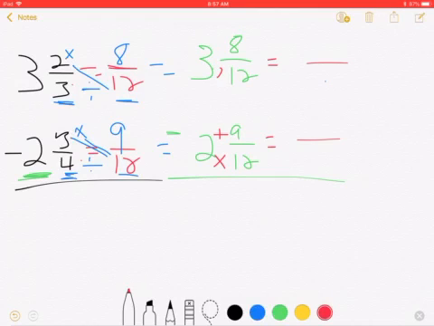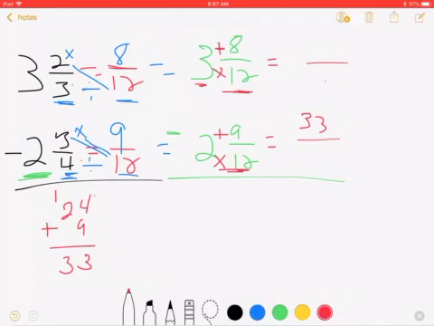I'll say it again. Multiply here and add there. 2 times 12 equals 24. 24 plus 9. I'm going to go off to the side because some students will need to do that. 9 plus 4 is 13. Carry the 1. 33. So our numerator would be 33. And here, 3 times 12 is 36. 36 plus 8. 8 plus 6 is 14. Carry the 1. 3 plus 1 equals 4. So our numerator here would be 44.